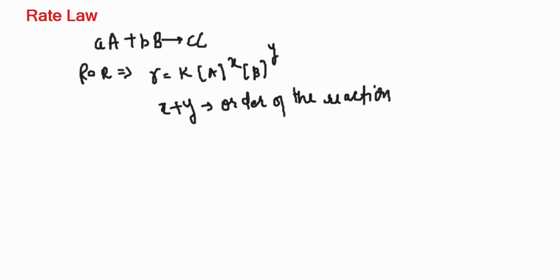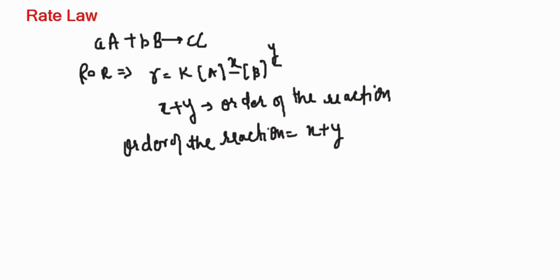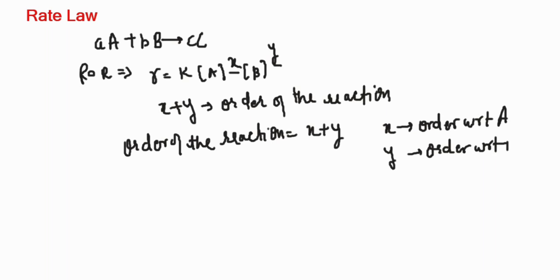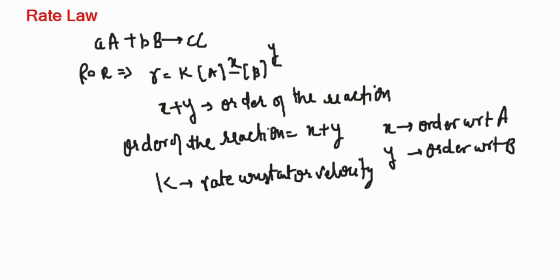Okay, so here we can find what is the order of the reaction. Order of the reaction is x plus y, where x is the order with respect to A and y is the order with respect to B. And k we represent as the rate constant, or velocity constant. So here x plus y is the order of the reaction.